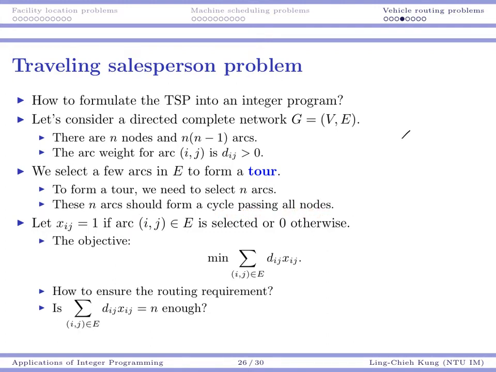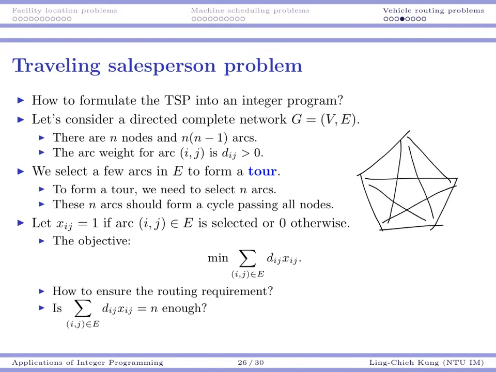So if you have a network, first you are talking about a directed network. So you have this direction, that direction, and so on. Your task is to select multiple arcs. For example, this one, and then you probably move from there to here, there to here, and then back to the origin. You're going to select exactly n arcs to form a cycle.